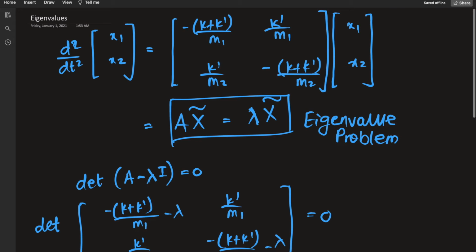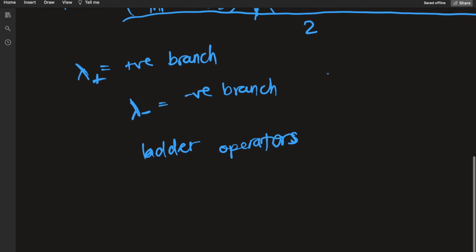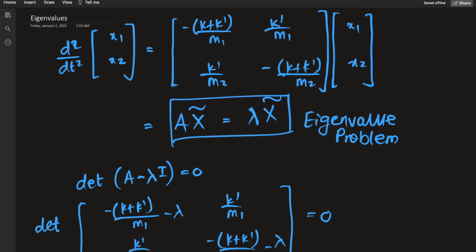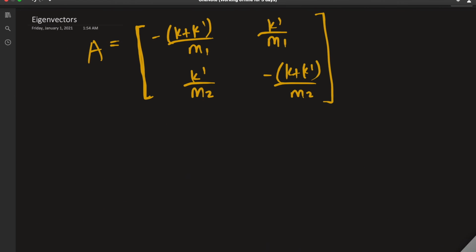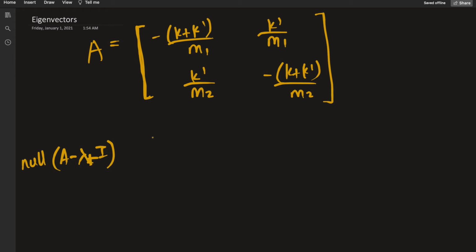Okay, fine, we found our lambda, but what about the x tilde? What condition should we have for x? Let's figure that out on a fresh page. Okay, try to figure out the eigenvectors for this system. Well, we basically need to find the null space of A minus lambda plus I.